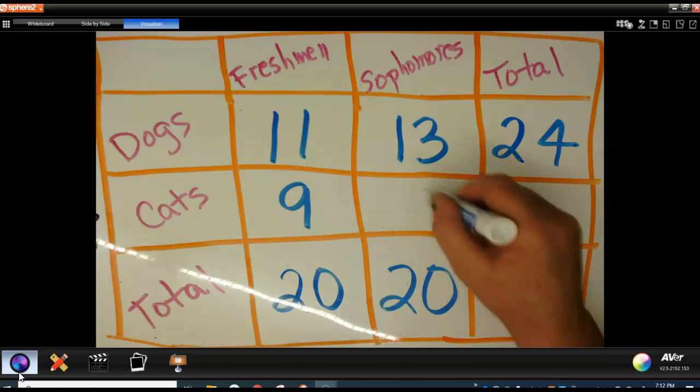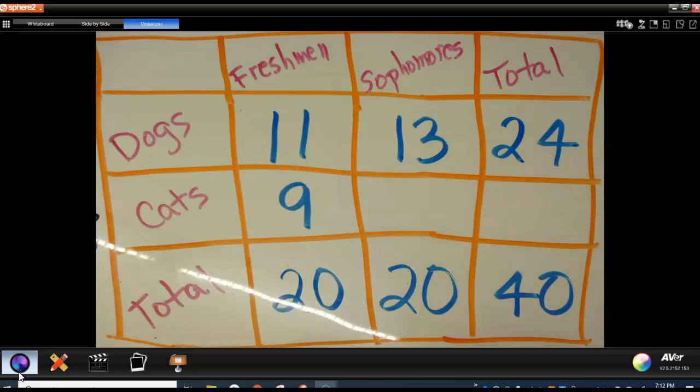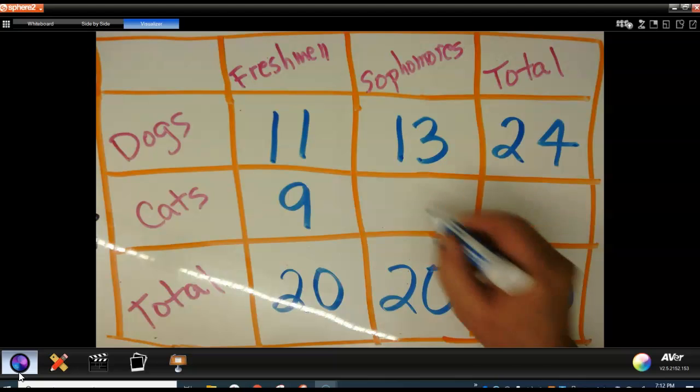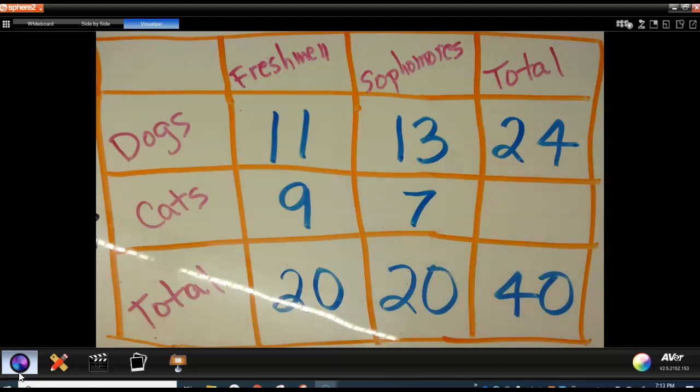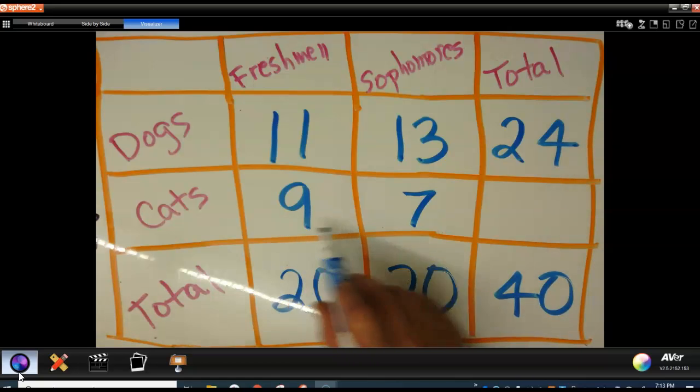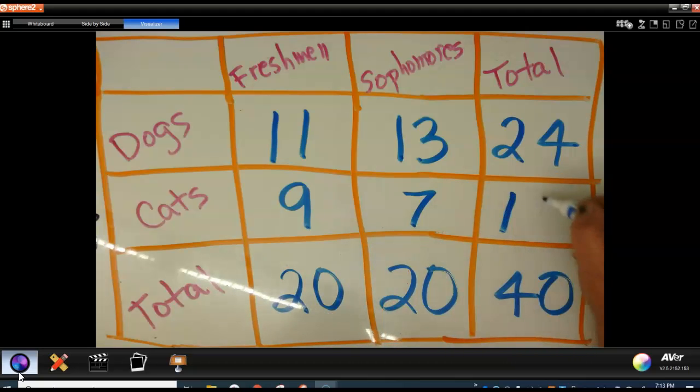Likewise, to get this square, I think you've got a couple of options. You can subtract 13 from 20, and that gives you 7. And you can find the number of cats in two different ways. You can either subtract 24 from 40, or you can add 9 and 7 and get 16.